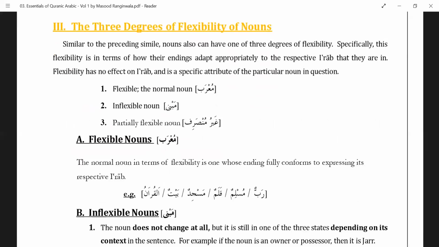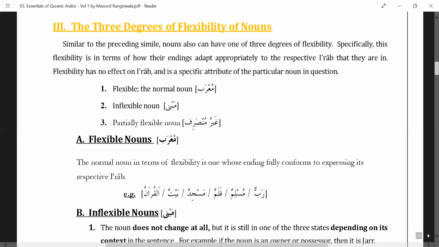Okay, in flexibility, we saw there are three categories: fully flexible, not flexible at all, or partly flexible. The Arabic terms, I will just go over them. You don't need to remember it, but it's good to know, because whenever later on you come across grammatical analysis or some terms, if you already know these terms, it would be helpful.